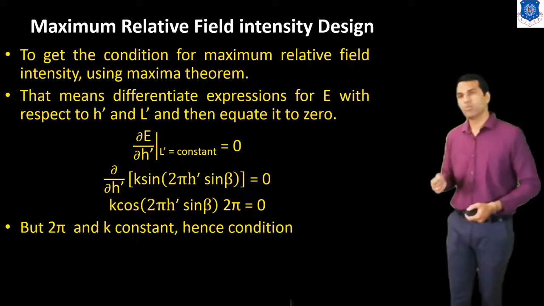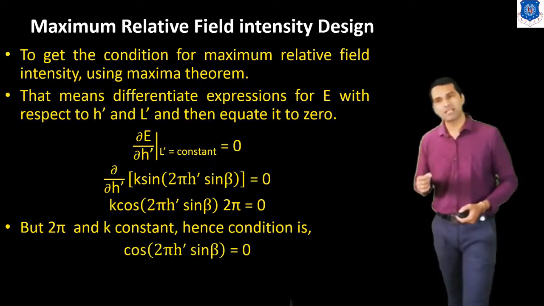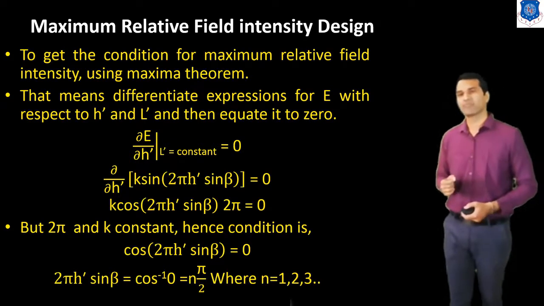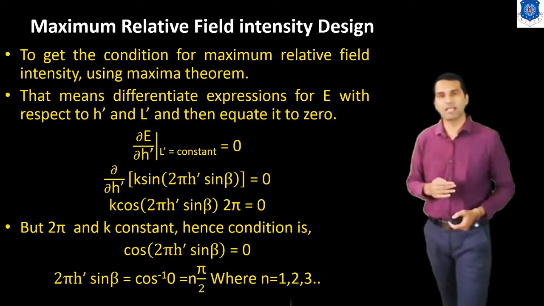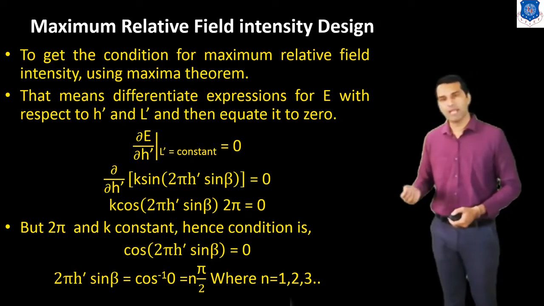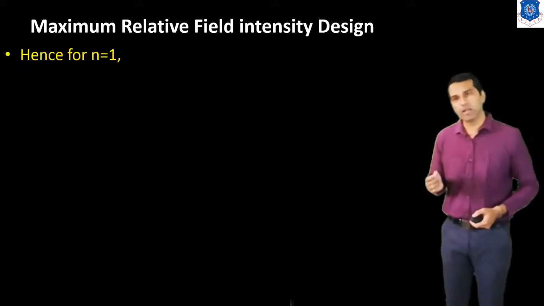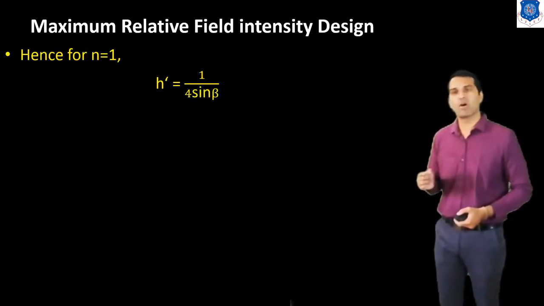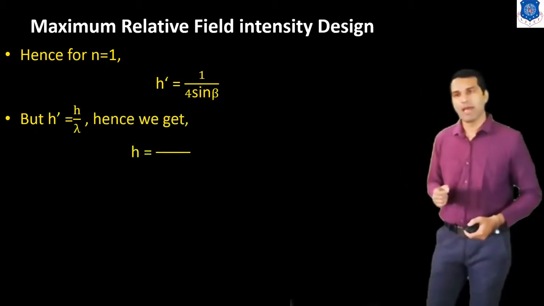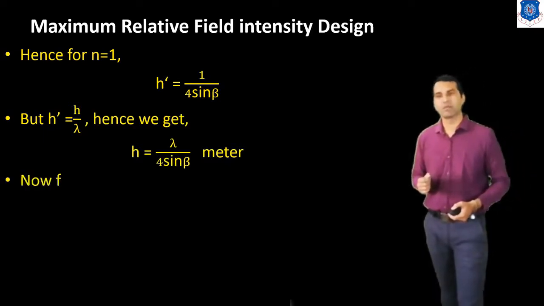But we know that 2 pi and k are constant, so the condition is cos(2 pi h dash sine beta) equals 0. So we can write 2 pi h dash sine beta equals cos inverse 0, and we know that cos inverse 0 is nothing but n pi by 2, where n is 1, 2, 3 up to small n. Hence, for n equals 1, we can write h dash equals 1 upon 4 sine beta. But h dash is nothing but h by lambda, and we get h equals lambda upon 4 sine beta in meters.